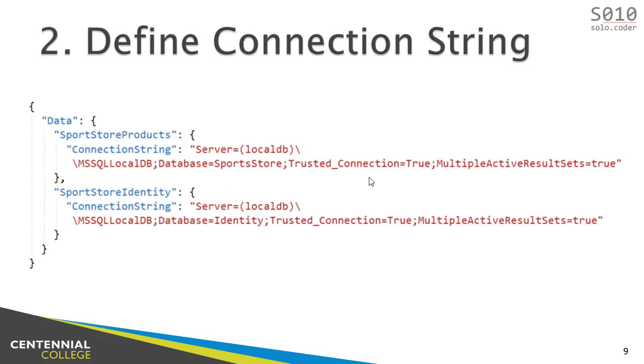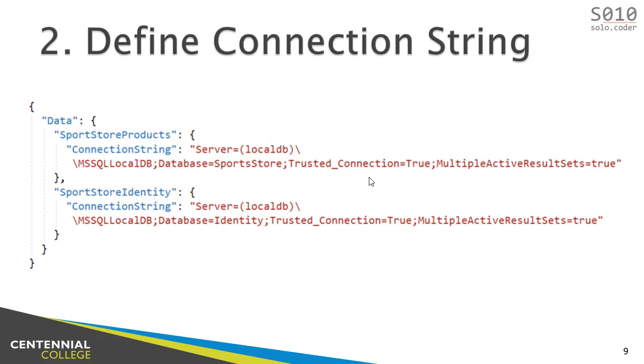Okay, with a new DB context, you also have what? A new connection string. So we are using the same file. What is the name of the file again? Come on. appsettings.json.